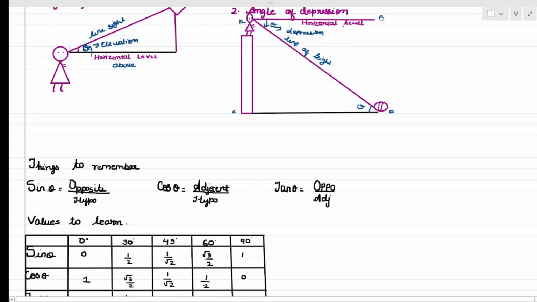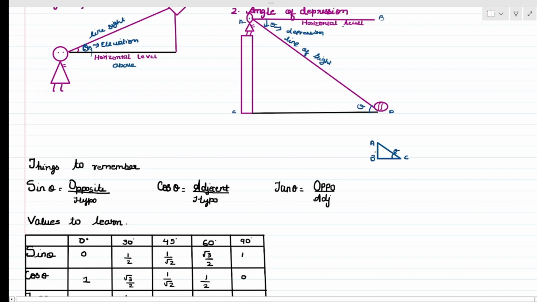Moving on, the things which you should remember over here: first one is sine theta. Now what does sine theta mean? Sine theta is an operation from which you can find the value of theta. When you use sine theta, the formula says opposite upon hypotenuse. Suppose I am taking a right angle triangle ABC, where I am considering my angle C as my theta. Now, I need to find my sine theta.